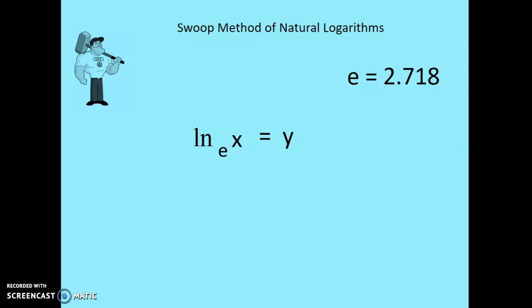All right. So the swoop method works the same for natural logs, which are these LNs. Swoops in, smashes the natural log. The base of e becomes the base of the y exponent on the other side, which equals x.